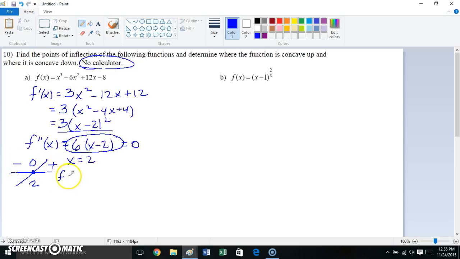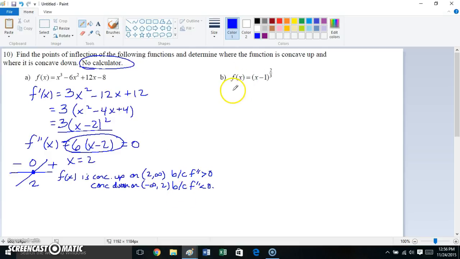So we're going to say f of x is concave up on (2, infinity) and concave down on (negative infinity, 2). Okay, it's concave up because f double prime is greater than 0, and it's concave down because f double prime is less than 0.